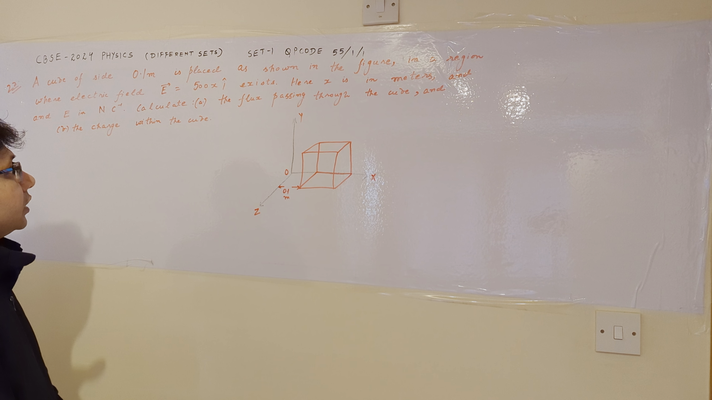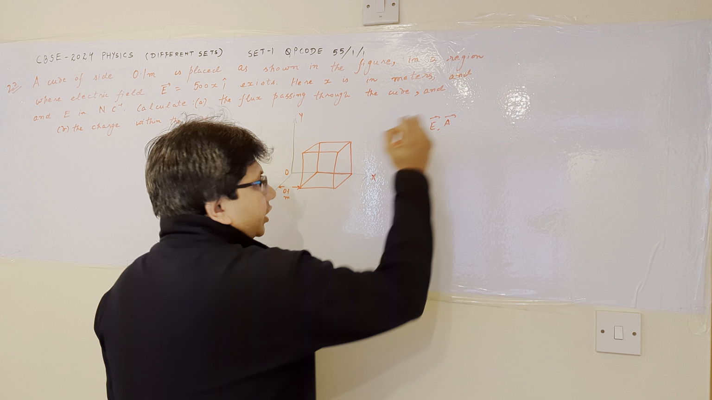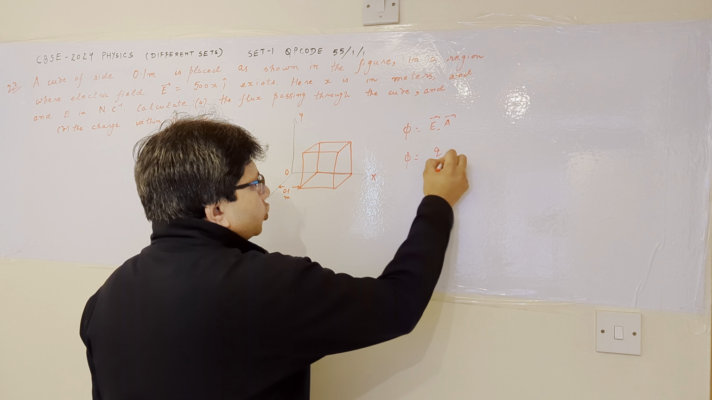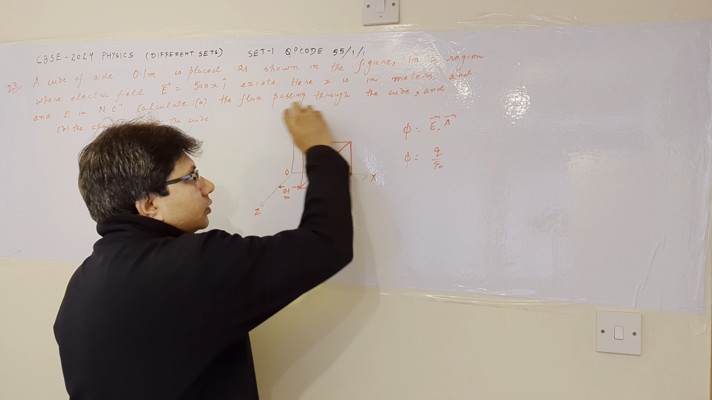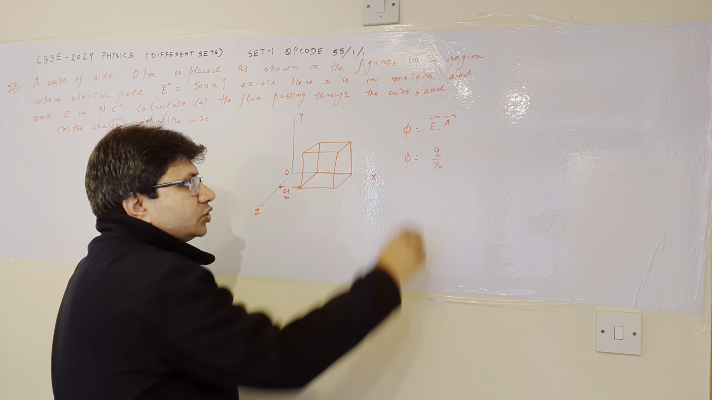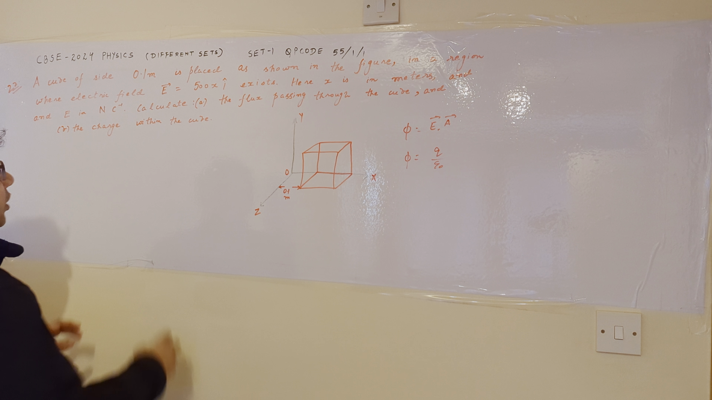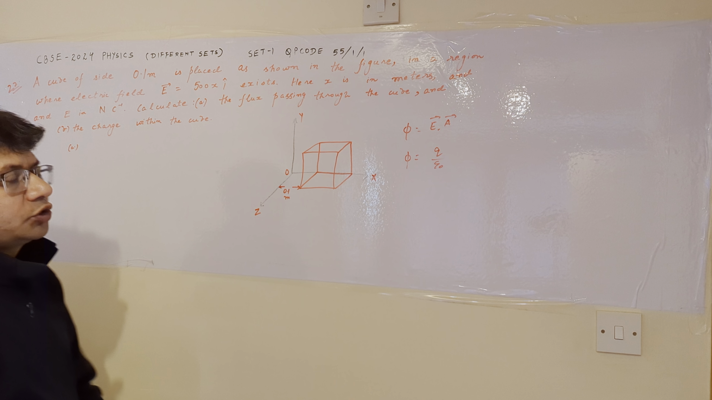So the problem is based on the concept of flux, which is related to the electric field and the area vector as E dot A, and phi equals Q upon epsilon naught. Now this particular formula is used to solve the A part of the problem, and this formula is used to solve the B part of the problem. For the A part, we have to find the total flux passing through the cube.